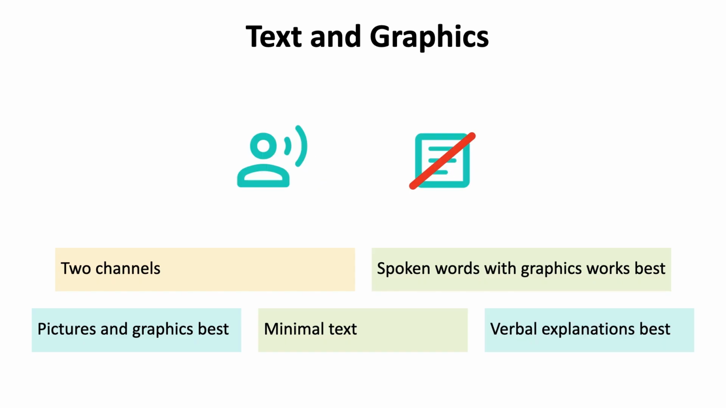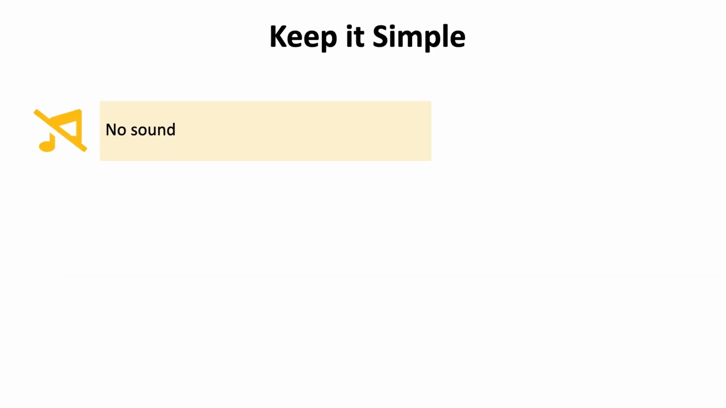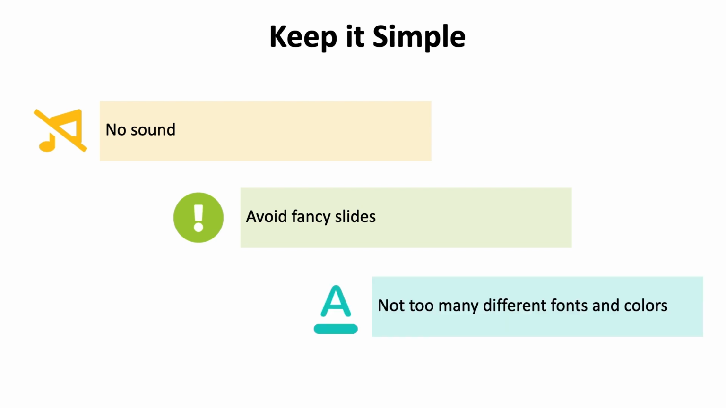Verbal explanations of pictures or graphs are much better than written explanations. Minimize distractions by not including any music or sound effects. Avoid fancy slides, fancy transitions, and clip art. They all distract the listener. Too many different fonts and colors are confusing.